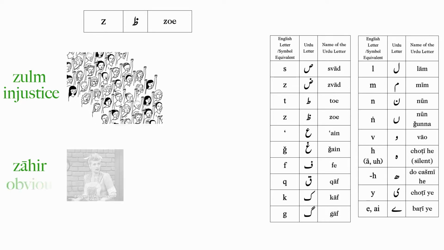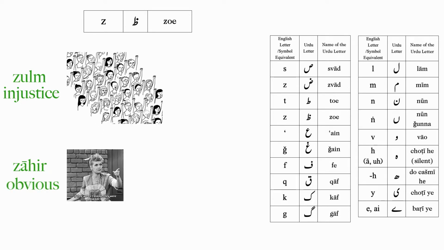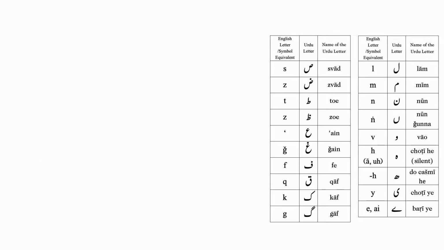Zahir, which means obvious. And of course, these are not beginner words, so it's safe to say that you won't encounter words that begin with zoy. At least not in the beginning. But you may come across words that have zoy in the middle or at the end. Let's move on to yet another challenging letter.